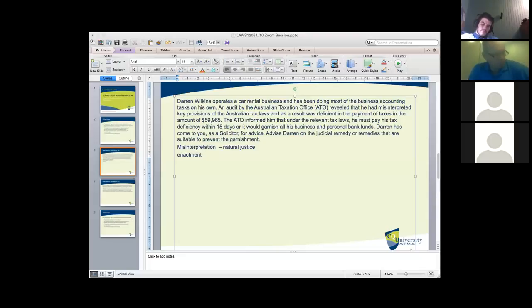you've got a problem with the attempt to garnish. So you probably want to do something more than just having the decision set aside, because in the meantime, if there's a question of whether there was a misinterpretation of the law, or a problem with natural justice, the ATO will garnish your funds by then. You know what I mean?